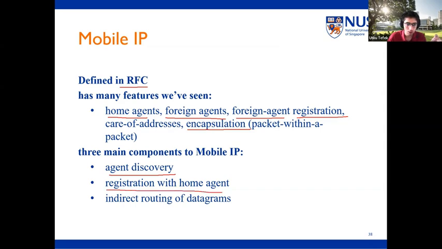The second one here is registration with the home agent. So whenever the mobile node visits a new network, its new care of address has to be registered with the home agent. So this registration with the home agent defines the protocols used by the mobile node to register care of addresses. And we have also the indirect routing of datagrams. So as we have seen, these are just the rules for forwarding datagrams and their encapsulations.